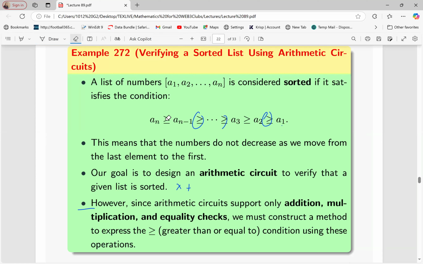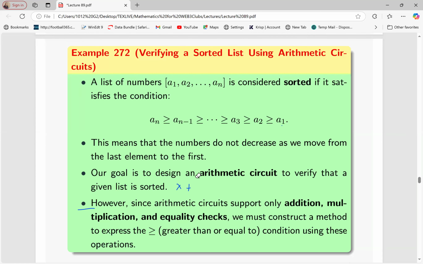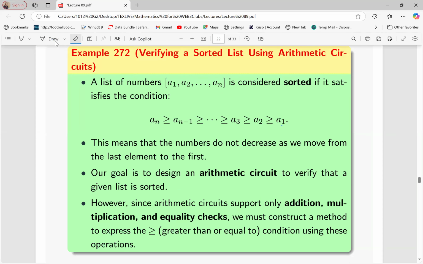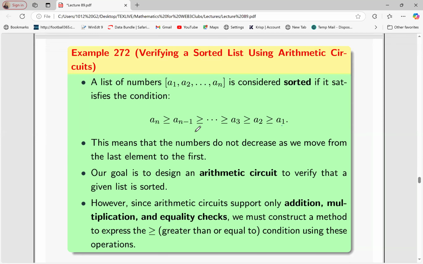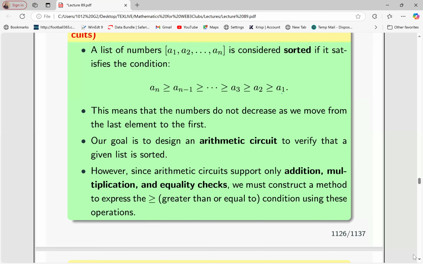So how do we now write this? We must find a way of going around this problem, because arithmetic circuits only have multiplication and addition as the signs. But now we are saying for the list to be sorted, it has to be arranged either in ascending order or in descending order, which means a value on the left, for instance, will be greater than or equal to a value on the right. Now we've introduced another symbol, greater than or equal to, which is not there. So there has to be a way of going around this, and that is what we want to look at. How do we go around this problem?